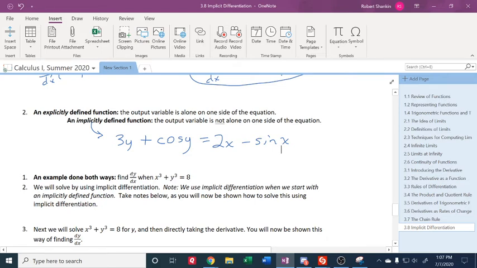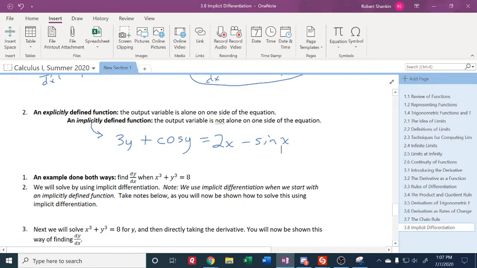But can you solve this thing for y? Well, no, because this y is inside a cosine and this y is not. So there's no way I can factor out a y from both of these two things right here. I cannot get the y alone on the left-hand side of the equation. So this is what we would call an implicitly defined function.